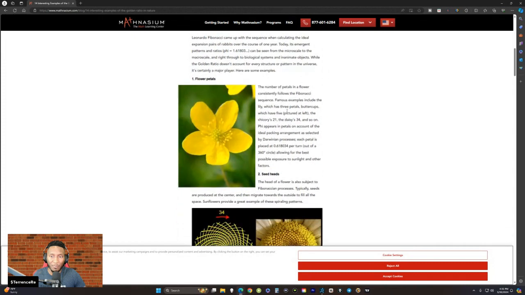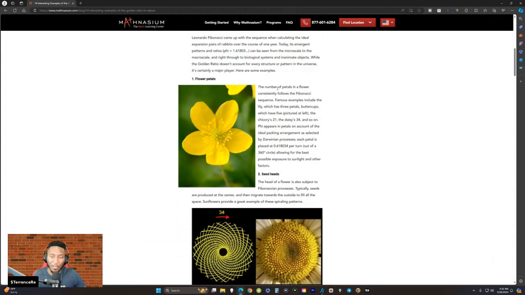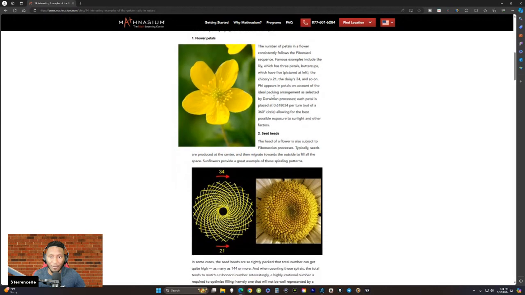It says the number of petals in a flower consistently follows the Fibonacci sequence. Famous examples include the lily, which has 3 petals, buttercups, which have 5, chicories have 21, daisies have 34, and so on.